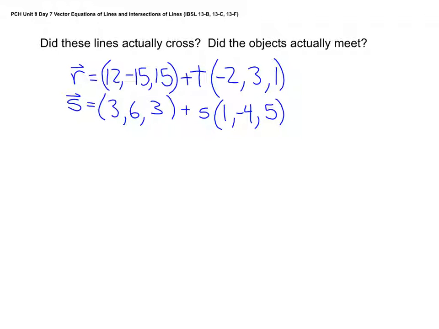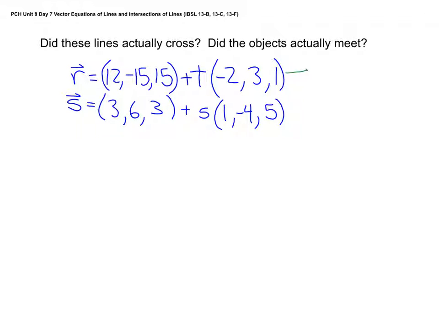Okay? So, how do we tell if the lines actually do cross? And then secondly, if there were objects going along these paths, do they hit each other? Okay? So there's a lot that has to go right in order for them to actually hit each other. So let's look at this first of all.